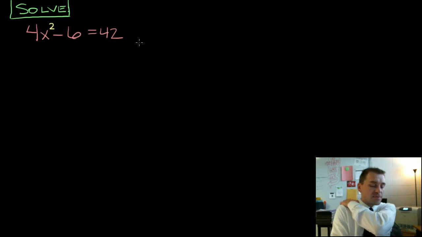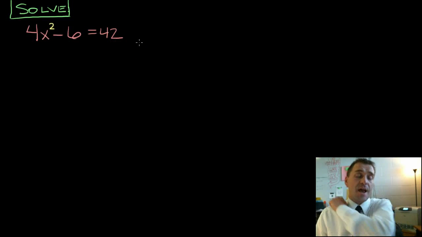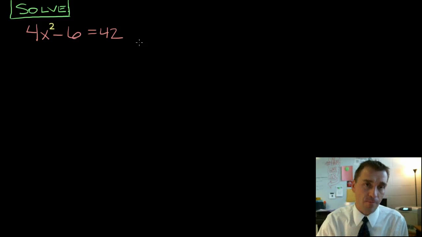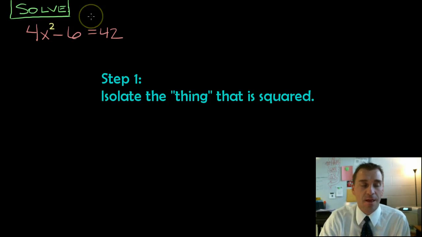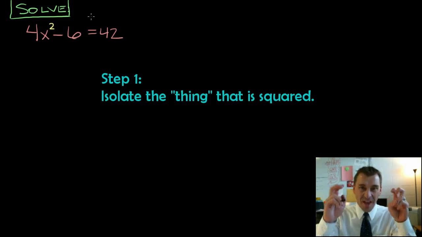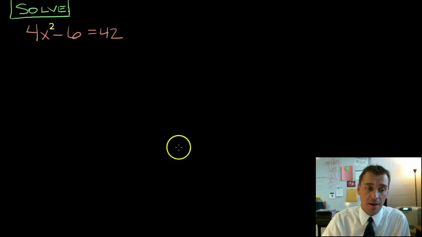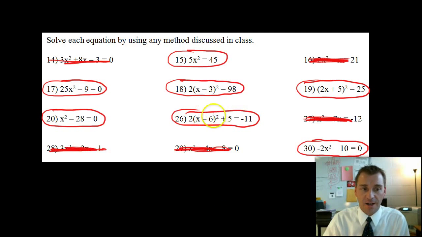So I'm going to put some steps up here for you, really only 3 steps. And as I put the steps up, yes, you need to write them down, and we'll do this together. Step number 1, you have to isolate the actual quote-unquote thing that is squared. And I say thing because if you go back to these examples here, there's sometimes where the actual thing that's squared is this whole entire thing right there. Hold on. It's this whole thing that's being squared.